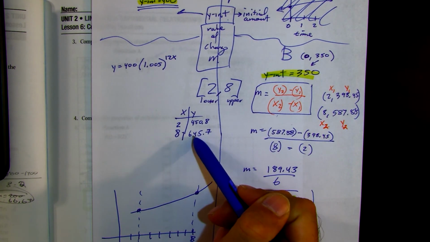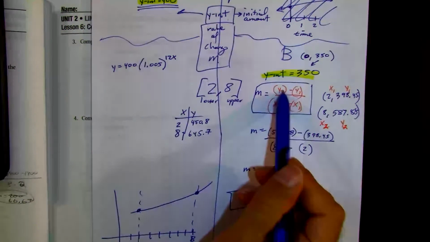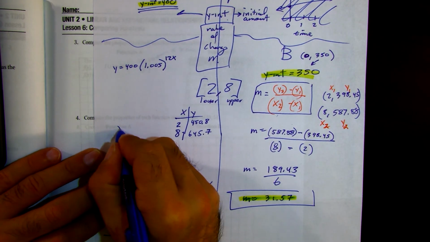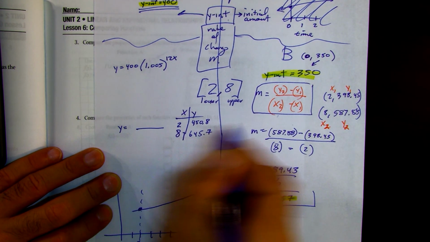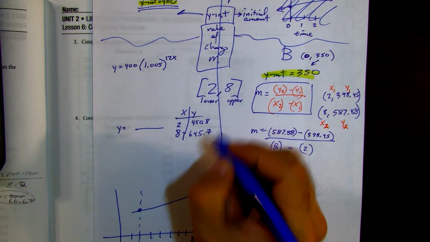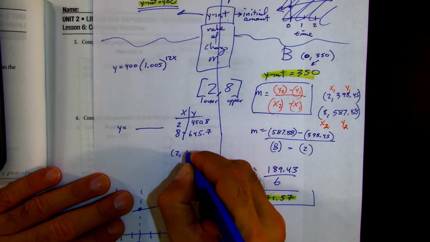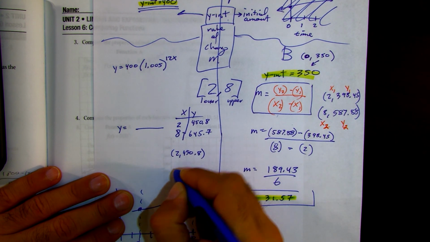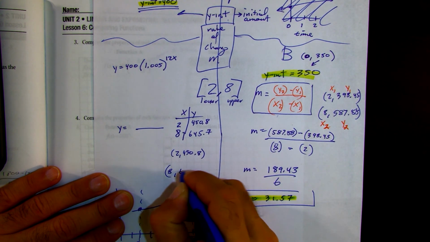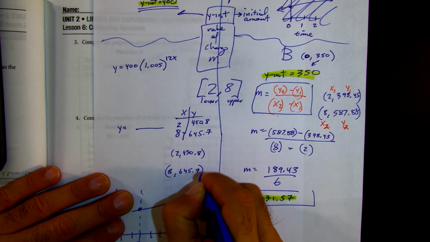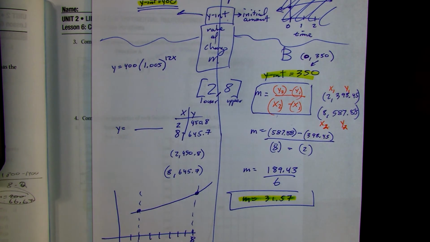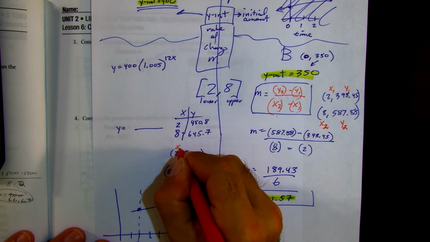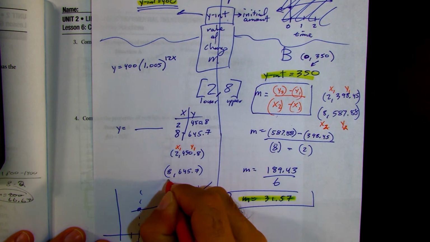Okay, now just like over here, how we had 2 points, now we have our 2 points. So now we could plug it into our formula, get our final slope, and compare them. So we're going to do y sub 2. Since these are the points (2, 450.8) and (8, 645.7), we're going to just label these 1 and 2 group and then finish it up.